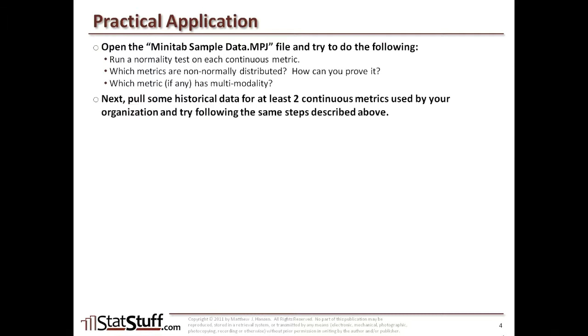more than one population. Now, after doing that, what I'd like you to try to do is look at your own data that you have within your organization. See if you could pull some historical data for at least 2 different continuous metrics in your organization, and try to run the same things here again, where you run a normality test for each one, and then you find out which ones might be non-normally distributed and how you can prove they're non-normally distributed. Or do you see any that might have multimodality?